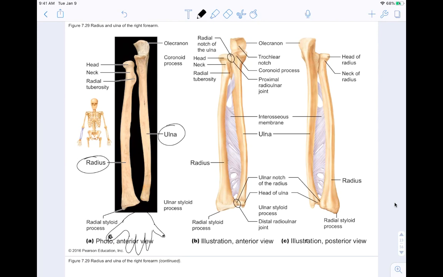So with your radius, you have the head, you have the neck, the radial tuberosity. You also have the radial styloid process that's going to interact with the wrist. You have the olecranon, the section of the bone in the ulna that's going to help form your elbow. And if you look at it from a side view, this makes a C shape, and a C that's on its side looks like a U, ulna. Oh my gosh, that's convenient. Then remember that we also talked about the interosseous membrane, which gives extra support and structure to the bones here.